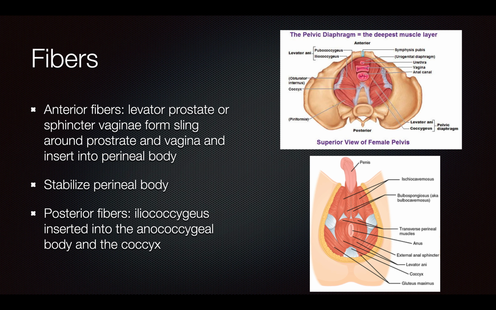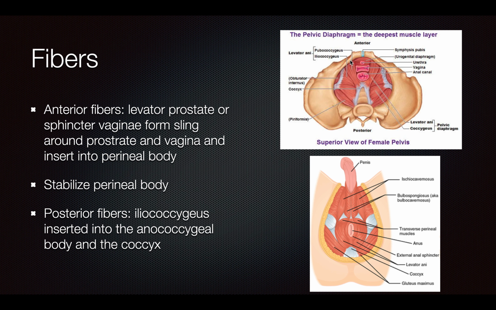So the anterior fibers are the levator prostatae or the sphincter vaginae, and that forms a sling around either the prostate or the vagina, and it inserts into the perineal body. And the purpose is to stabilize the perineal body.